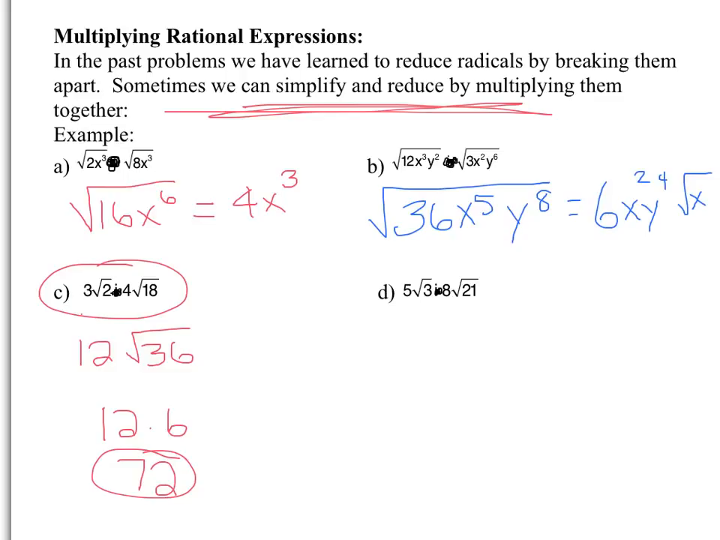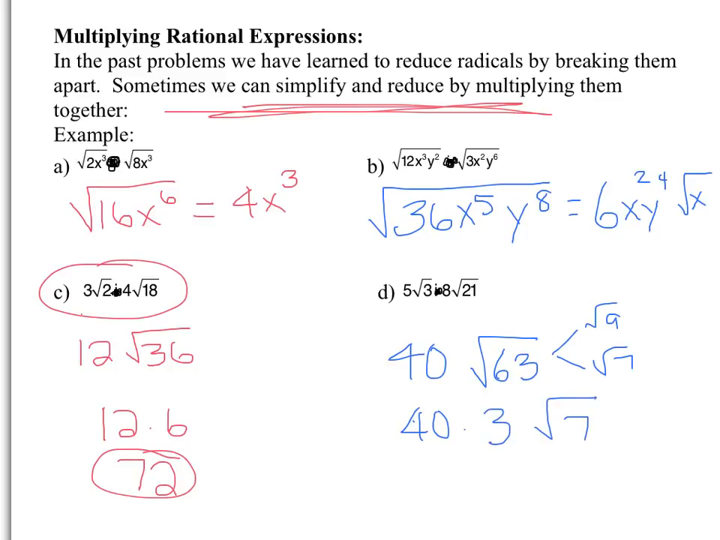All right, let's try this last one. I see numbers on the outside, so I have to multiply them. 5 times 8 gives me 40. Root 3 times root 21 gives me root 63. Now I have to simplify 63 by finding the largest perfect square in it. By this point, I think you're starting to see that the largest perfect square in 63 is 9. So root 63 becomes root 9 times root 7, which is 3 root 7, and 40 times 3 root 7 gives my final answer of 120 root 7. All right, let's move on.